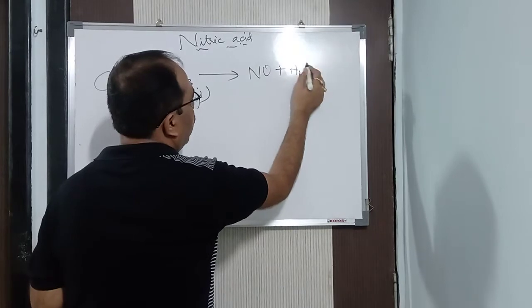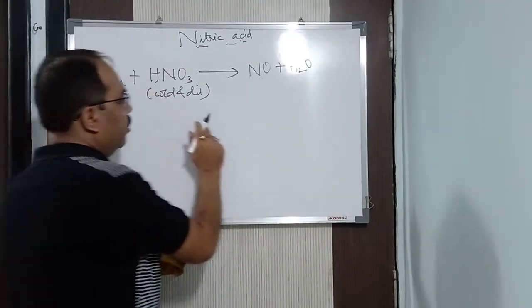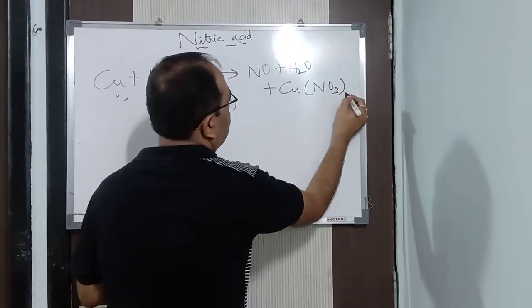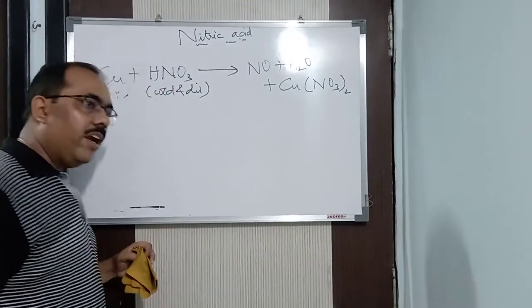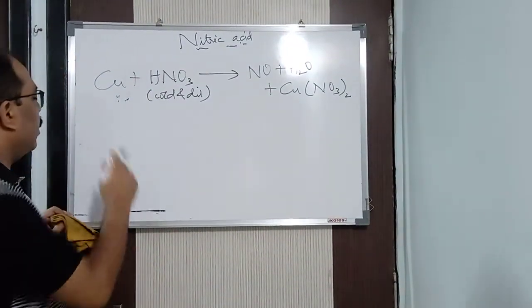So first you write down what you know: nitric oxide and water. Now what is going to form? Copper is going to react with it to form copper nitrate, Cu(NO3)2. You can write this particular reaction in 3 steps also. Alright, let us see.